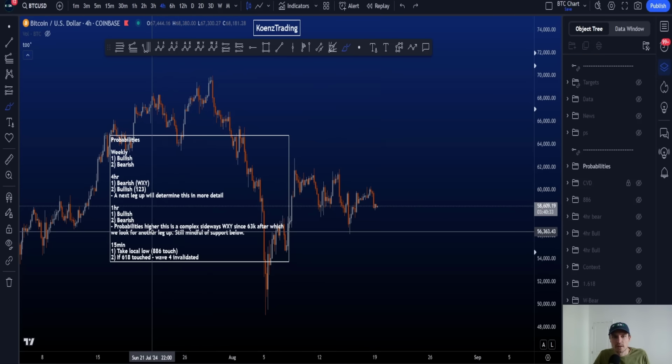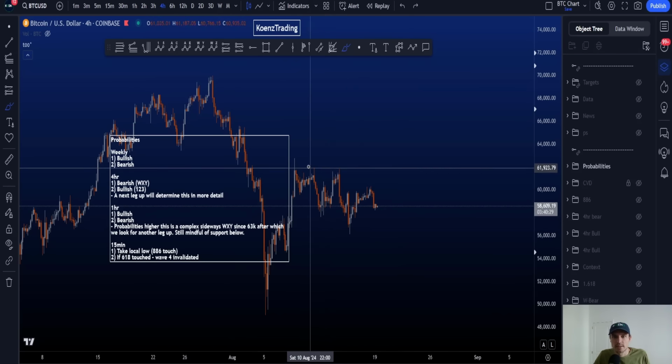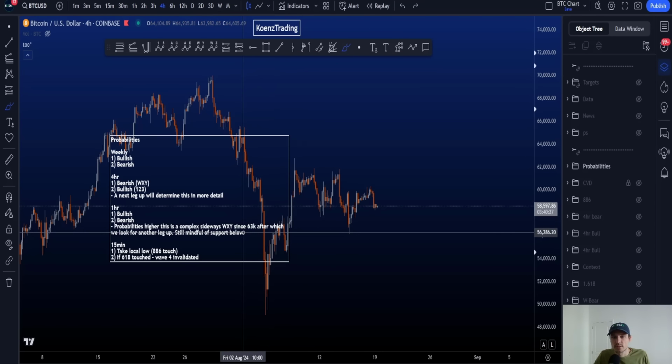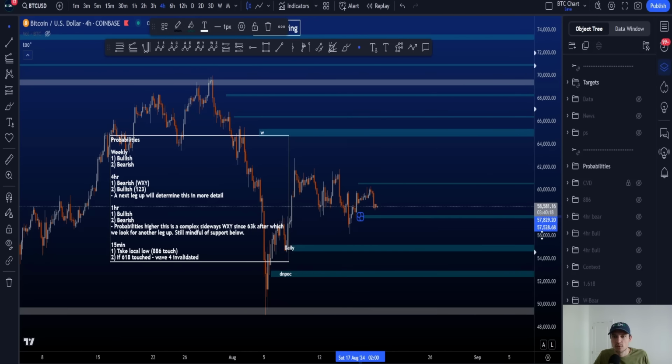The probabilities are higher that this move towards the downside here is a WXY complex structure since 63K, after which we then look for another leg up. Still mindful, however, of the supports towards the downside. First of all, local support 57.5, 57.8, local resistance 60.5, 60.7, and then we over here have 54.6, 55.2K, 52.3 to 53K.